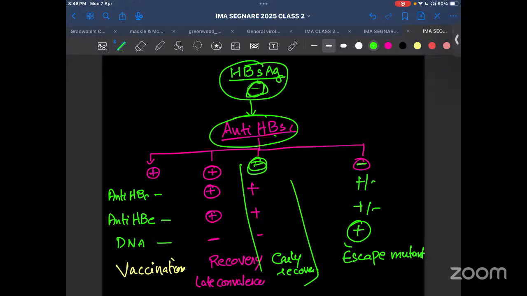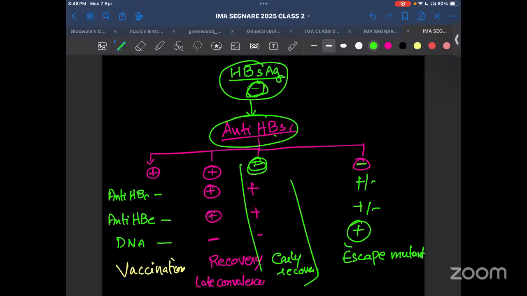So this is what is happening when HBsAg is given negative in the question. When HBsAg is negative, look for anti-HBs. If anti-HBs is positive, look for anti-HBc, anti-HBe, and the DNA. If all of them are negative and only anti-HBs is positive, that is vaccination. Now anti-HBs is positive, anti-HBc is positive, anti-HBe is positive, and DNA is negative.